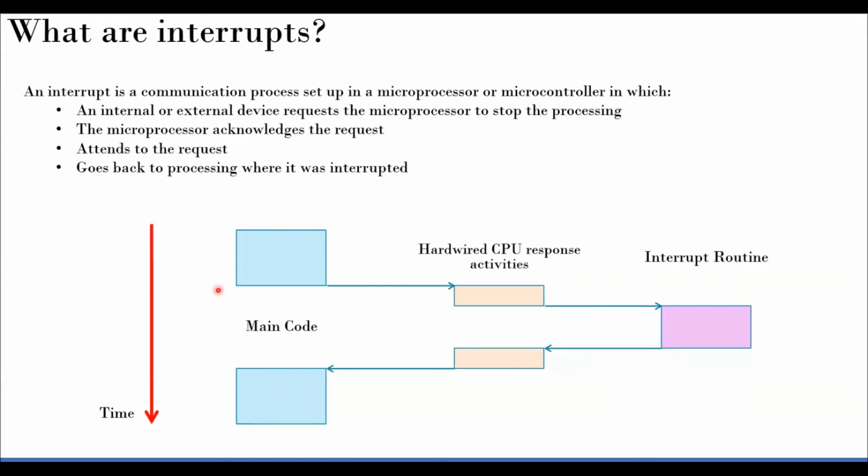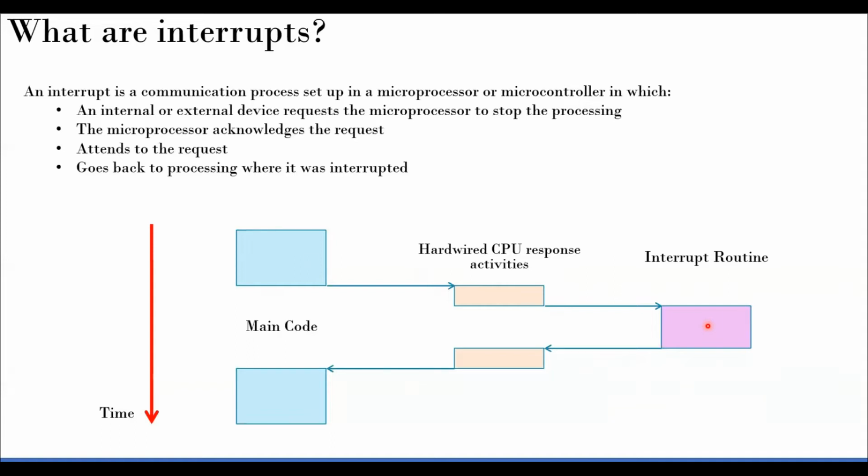What happens during that time is it stops executing the main program. It does some hardware operations and activities. We will discuss in detail what is exactly happening here. Then it starts and executes a certain routine. We call that the interrupt service routine, or ISR. You can write whatever you want inside this routine. Let's give an example.